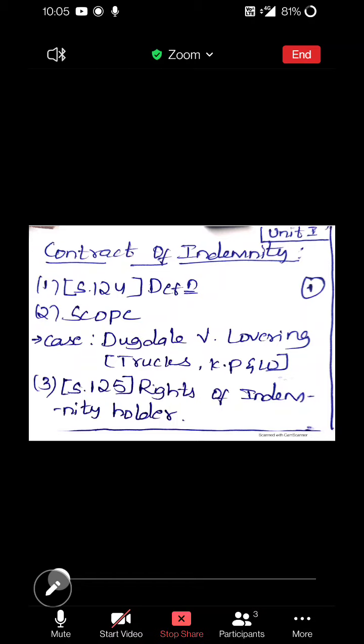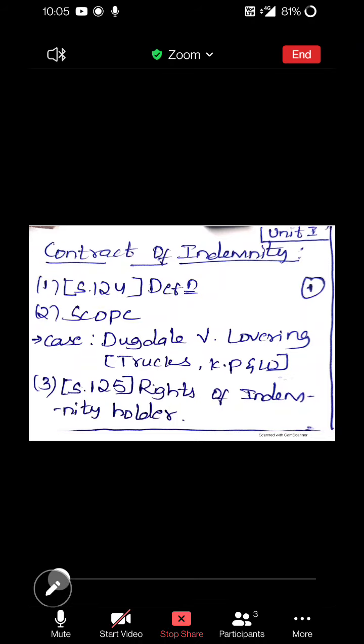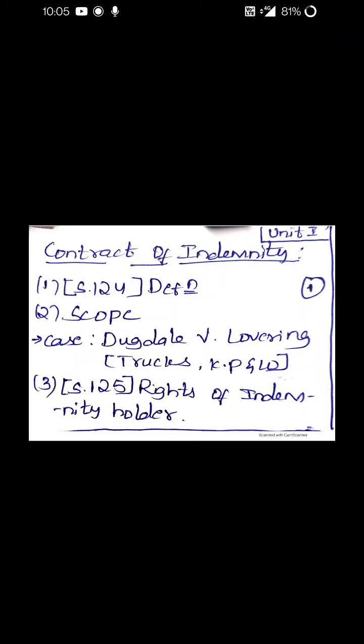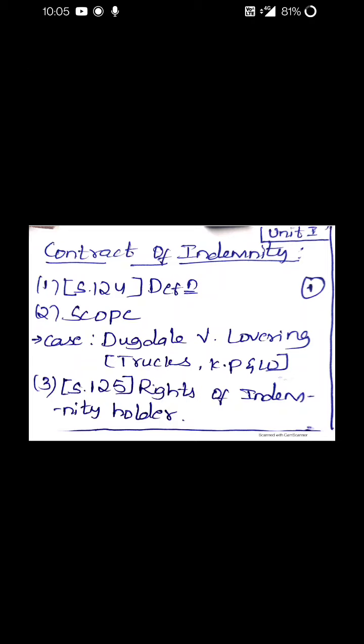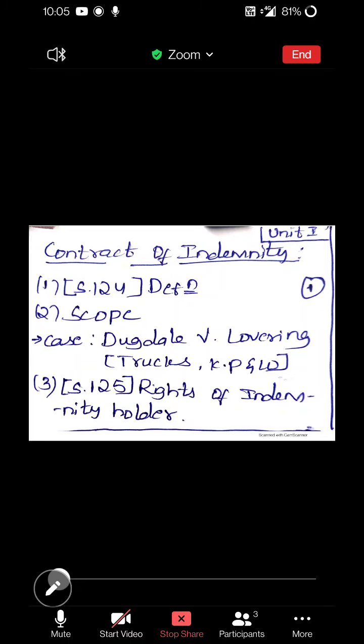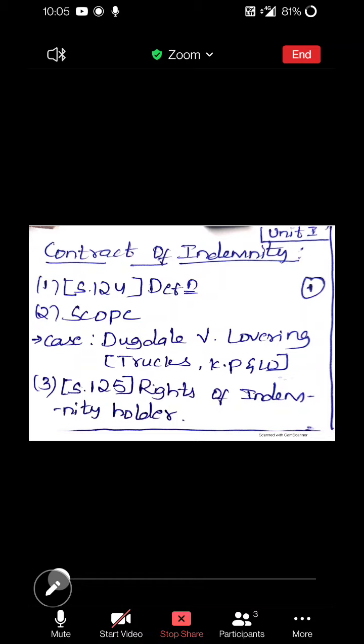So, what are the rights of an indemnity holder? The indemnity holder is entitled to recover from the indemnifier all damages which he may be compelled to pay in any suit for matters to which a promise to indemnify applies. So, whatever the matters for which the indemnifier promises to pay the losses, to that extent the indemnity holder is entitled to take from the indemnifier.